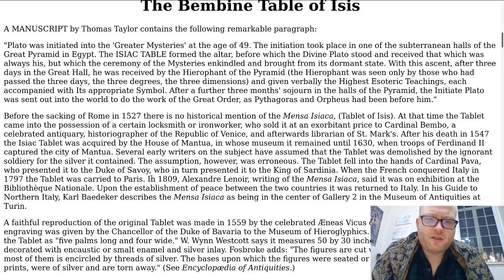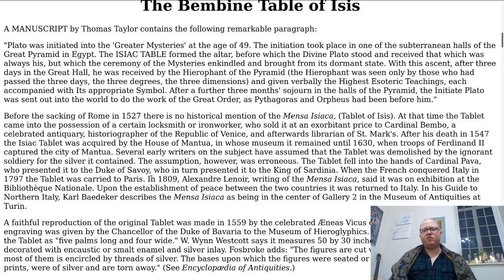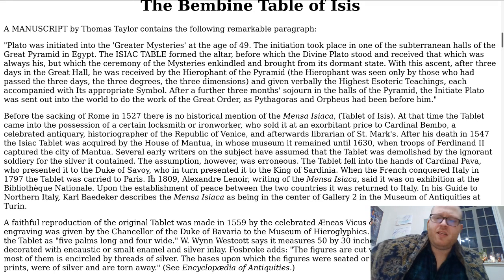Several early writers on the subject have assumed that the tablet was demolished by the ignorant soldiery for the silver it contained. The assumption, however, was erroneous. The tablet fell into the hands of Cardinal Pava, who presented it to the Duke of Savoy, who in turn presented it to the King of Sardinia.